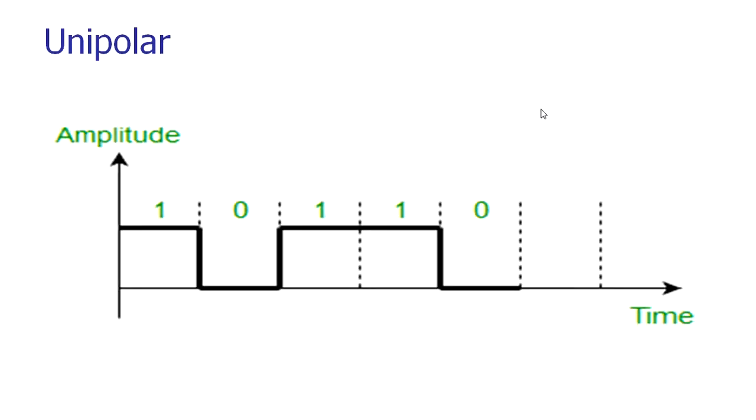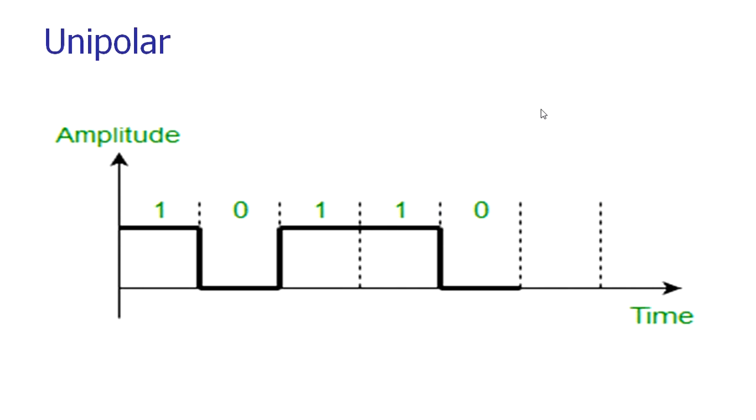What is unipolar? We have the x-axis and y-axis in two dimensions. When combined together, we have positive-positive, positive-negative, negative-negative, and negative-positive quadrants. Using only a single quadrant for encoding the digital data is called unipolar coding.